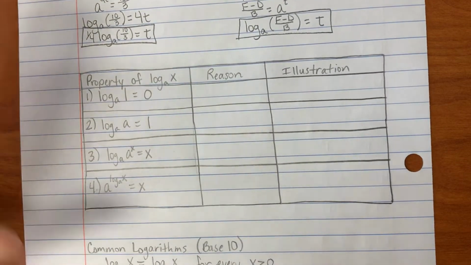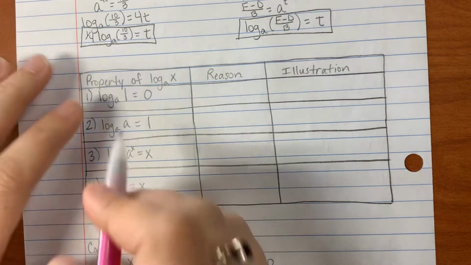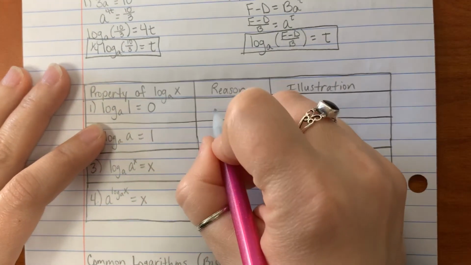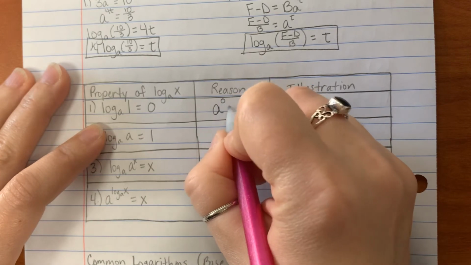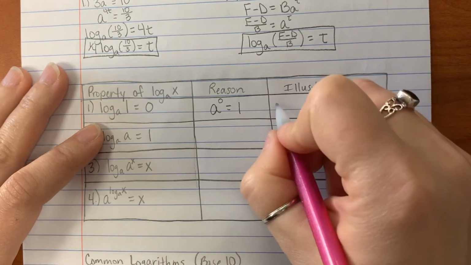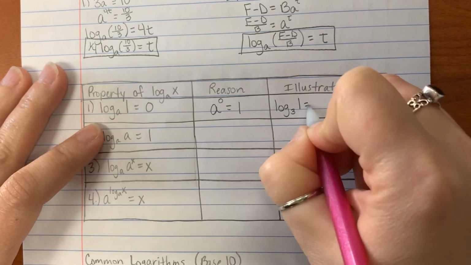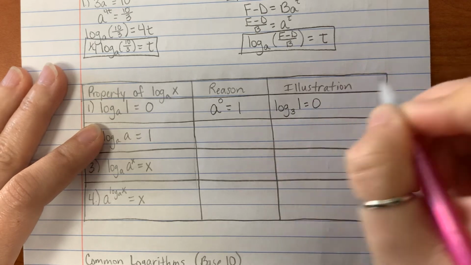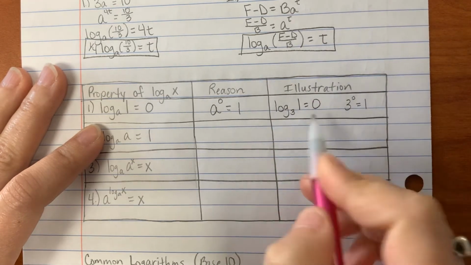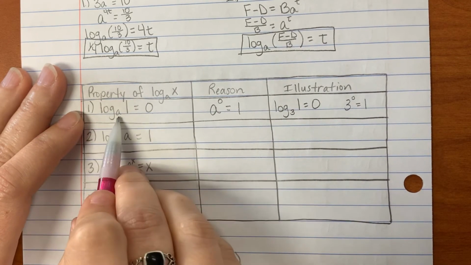Okay, a couple of properties that we need to talk about. This first one, log base a of 1 is 0. The reasoning for that is because a to the 0 power, or anything to the 0 power, is 1, right? So if I had log base 3 of 1, that equals 0 because 3 to the 0 power equals 1. So these are equivalent statements, so they can say that this is true for any a value.